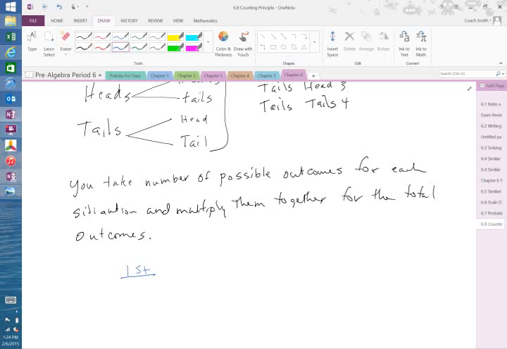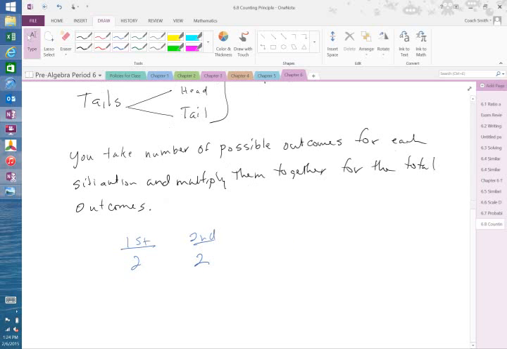So for the first toss, we had 2 possible outcomes, right? Heads and tails. For the second toss, we have 2 possible outcomes. So that's our situations. It's flipping the coin twice. So we take the outcomes and multiply them. And that means there are 4 total outcomes. Okay, so you don't have to do a big tree diagram. You don't have to do any of that to get what you need.